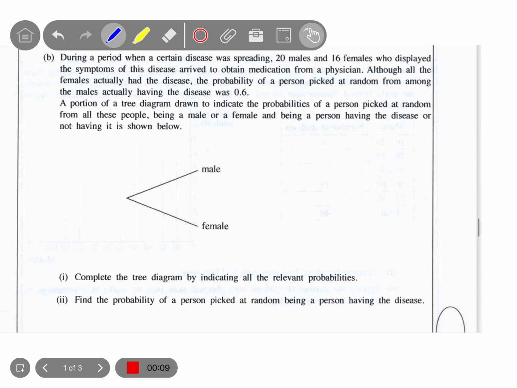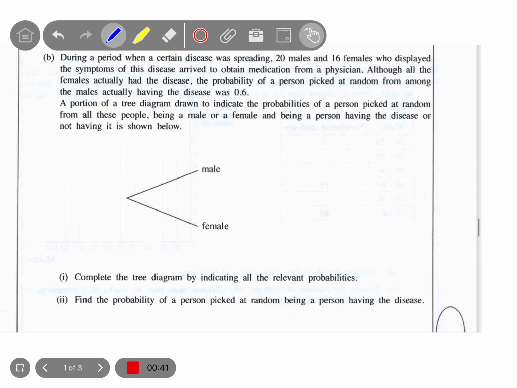During a period when a certain disease was spreading, 20 males and 16 females who display the symptoms of this disease arrived to obtain medication from a physician. So this is quite a coincidence, because this paper was released in 2019, and COVID-19 was discovered somewhere in 2020. It was discovered in China before that, but in 2020 it was prevalent, right? So someone just guessed it here.